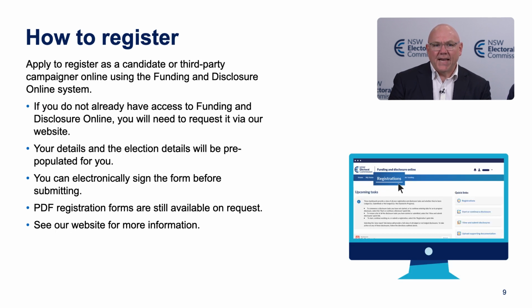Applying to register as a candidate or third-party campaigner online can be done using the Funding and Disclosure online system. If you don't already have access, you will need to request it via our website. Your details and the election details will be pre-populated for you. You can electronically sign the form before submitting, but please note, registration forms are still available in a PDF form on request. Please see our website for more information.